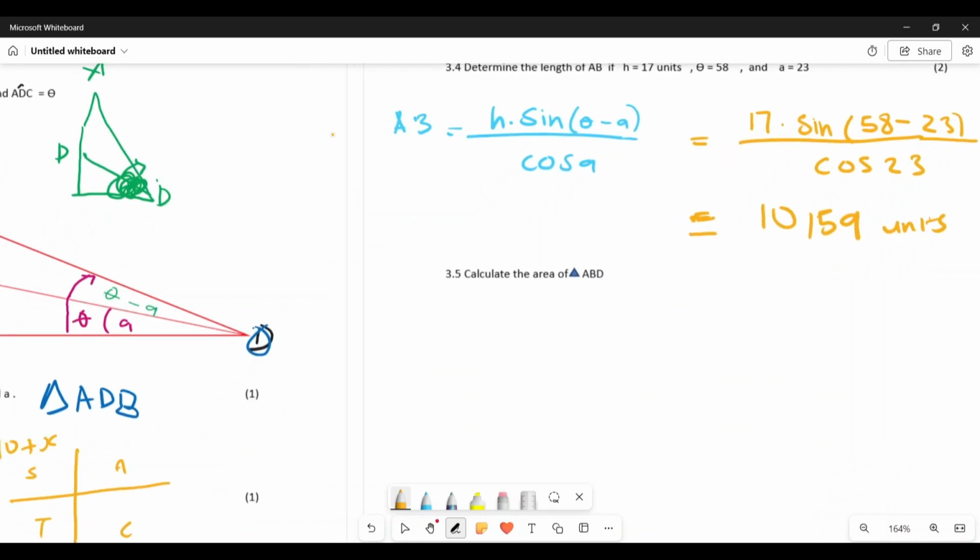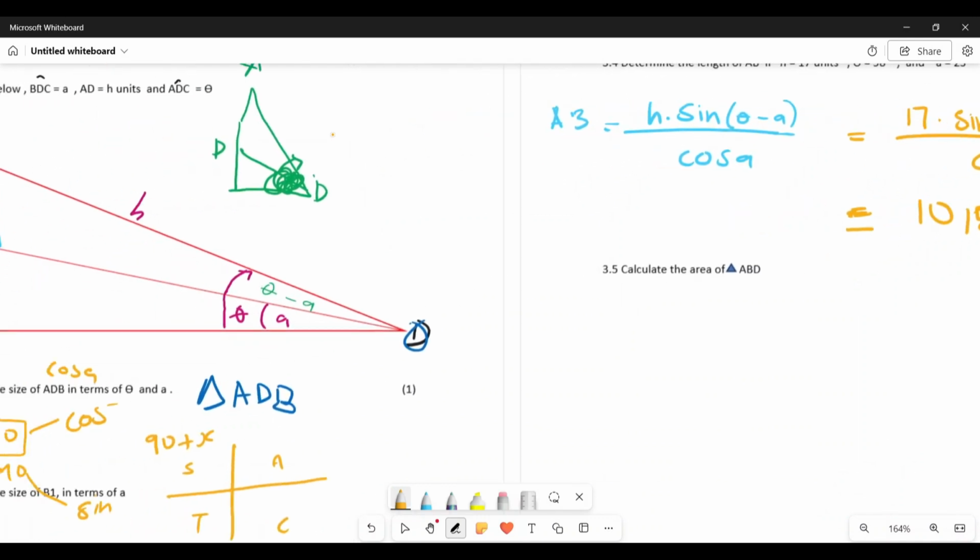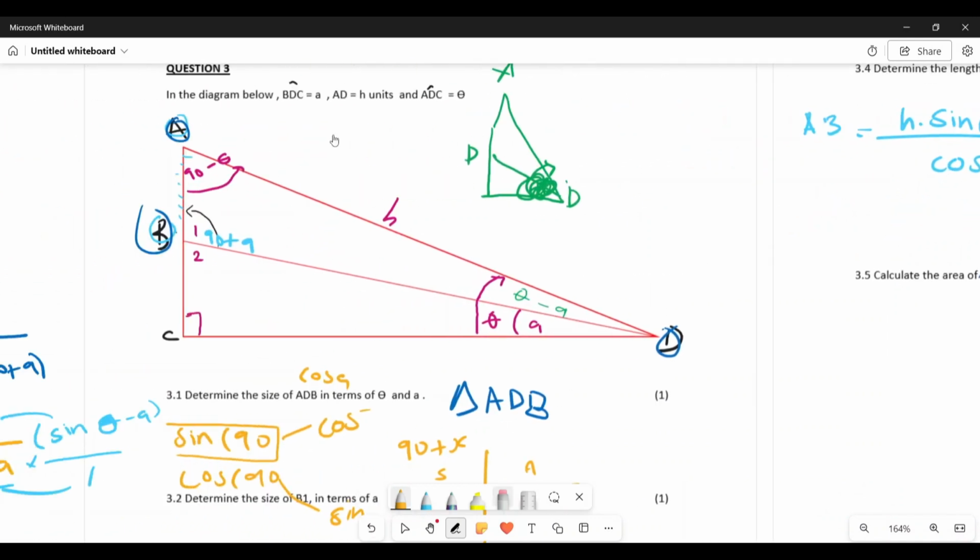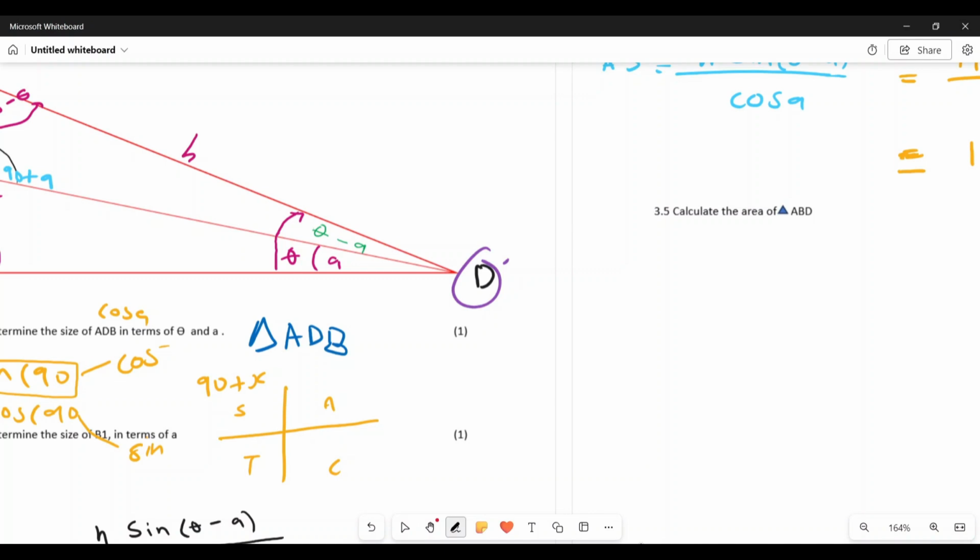And now in this question, they want us to calculate the area of triangle ABD. Let me try and highlight the triangle here. Remember, they want us to calculate the area. So what is the area rule that we know? Let's say I have a triangle like this: this is line A, this is B, this is my angle C. To calculate the area, I would say 1 over 2, the length of A multiplied by the length of B, all multiplied by sine of angle C, which would be the angle which should be here.